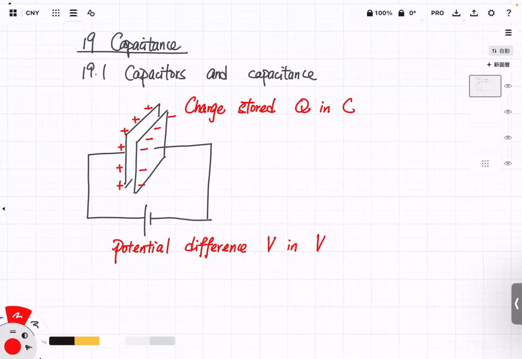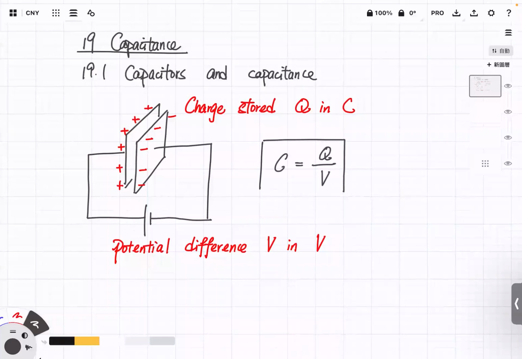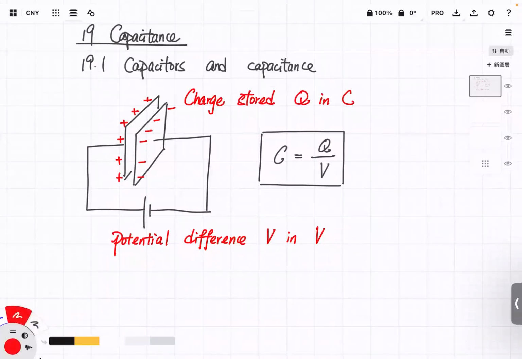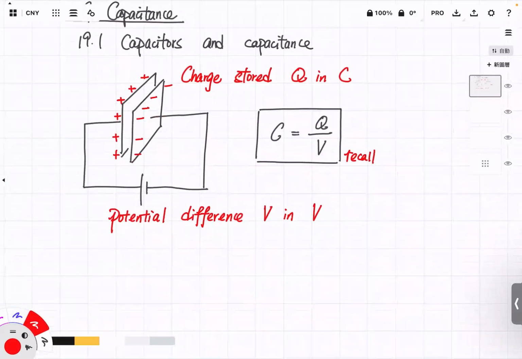Then we define something called capacitance, which is telling us how good this capacitor is in storing charges. The symbol for capacitance is C, and C equals Q over V. So this will be the definition of capacitance. We expect you to record this equation for your examination, and this C here will be the capacitance. And this is in the unit of farad, F.